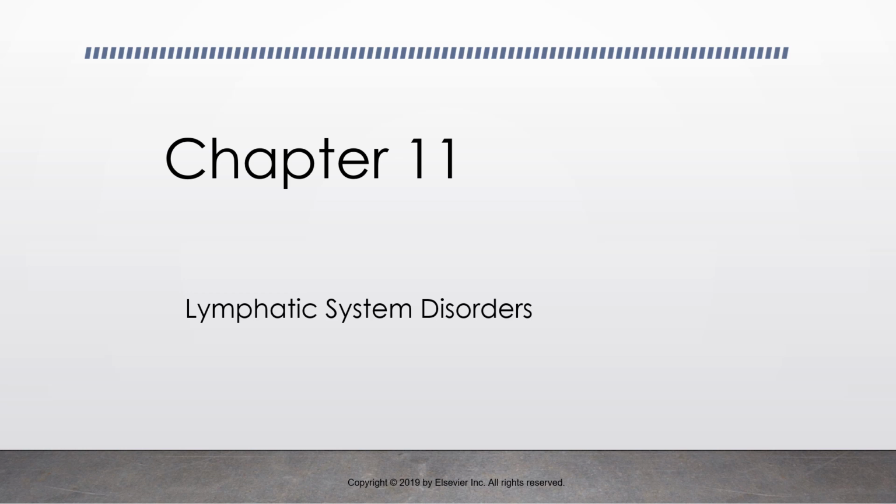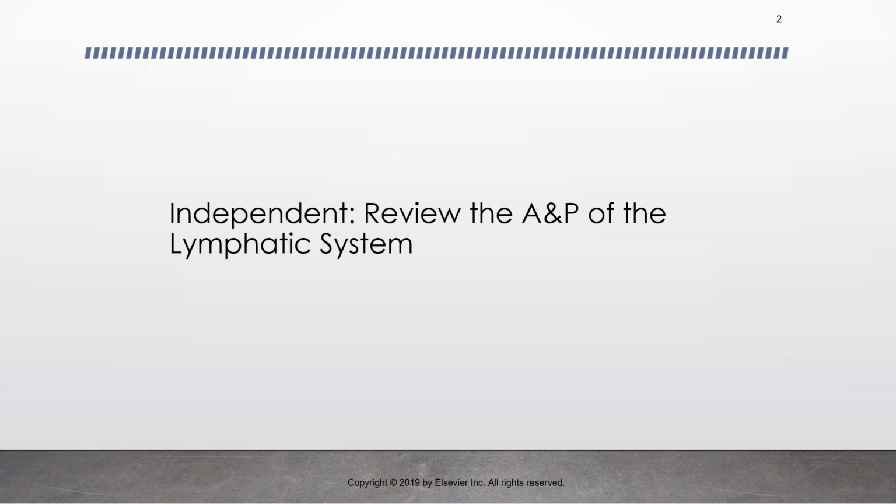In Chapter 11, we're going to talk about lymphatic system disorders. I want you to read over pages 211 through 214 of your book. Know that the basic structures of the lymphatic system are the lymphatic vessels and the lymphoid tissues, which includes the tonsils, lymph nodes, spleen, and the thymus gland, and have a basic understanding of what these structures do, and then take note of the lymphatic circulation.